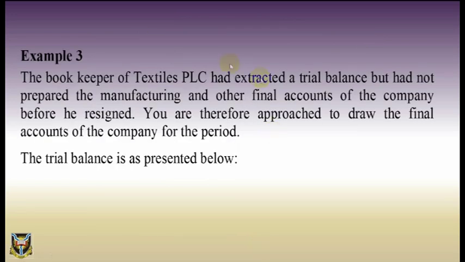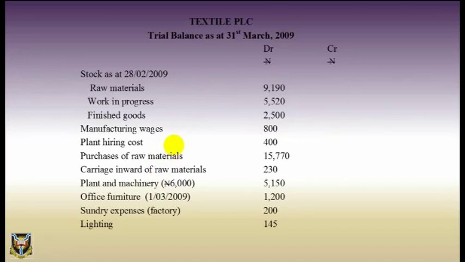Example 3. The bookkeeper of Textiles PLC had extracted a trial balance but had not prepared the manufacturing and other final accounts of the company before he resigned. You are therefore approached to draw the final accounts of the company for the period. The trial balance is as presented below. Textile PLC, trial balance as at 31st March 2009.